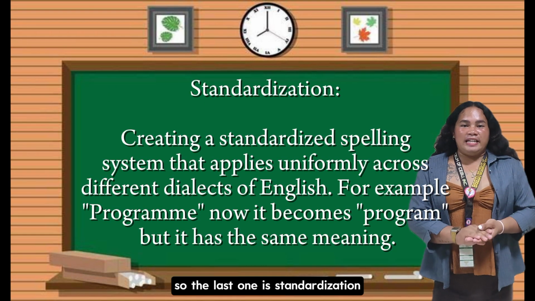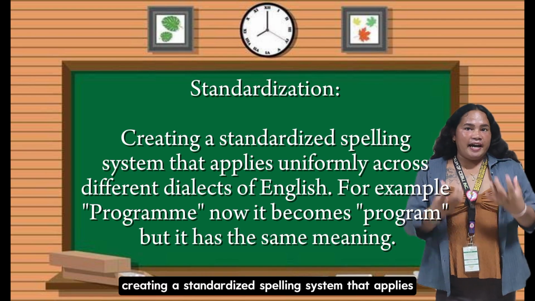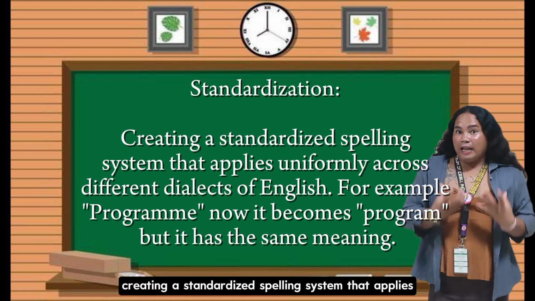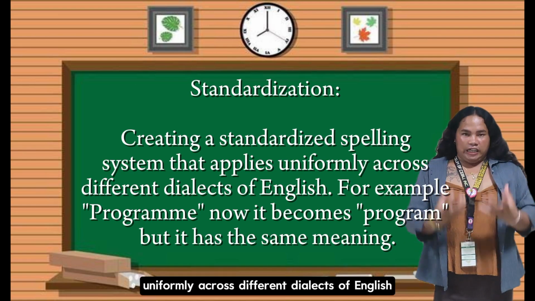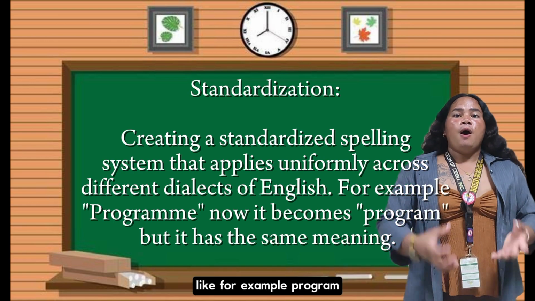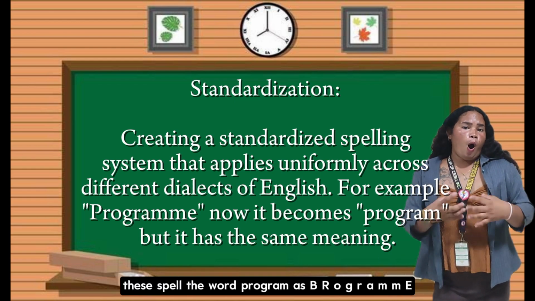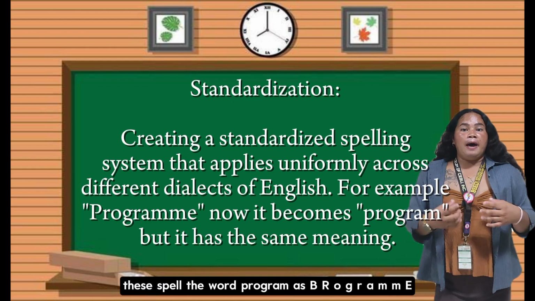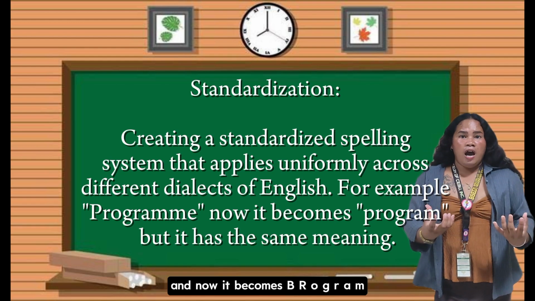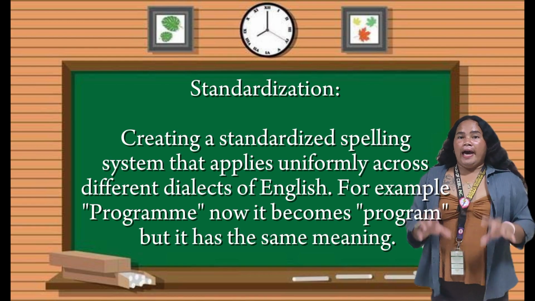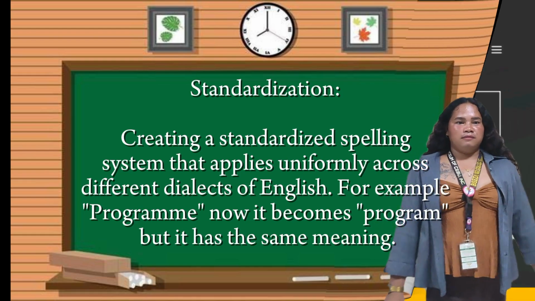So the last one is standardization. So standardization, creating a standardized spelling system that applies uniformly across different dialects of English. Like for example, program. They spell the word program as P-R-O-G-R-A-M-M-E, and now it becomes P-R-O-G-R-A-M. But it is still the same in meaning.